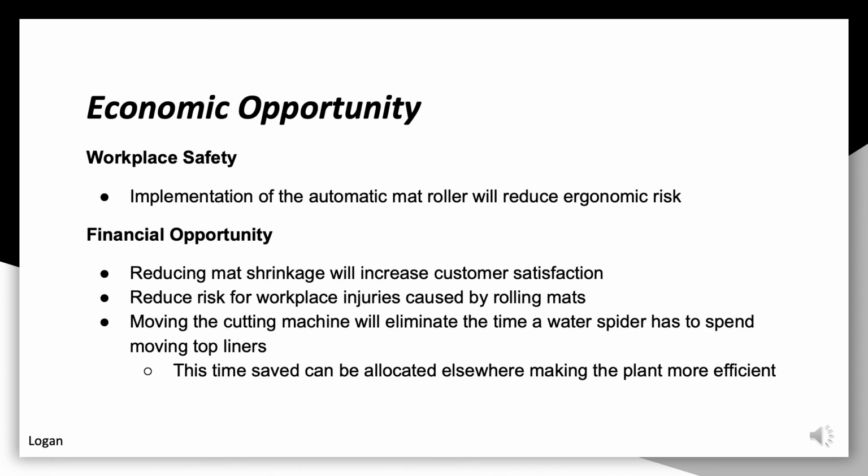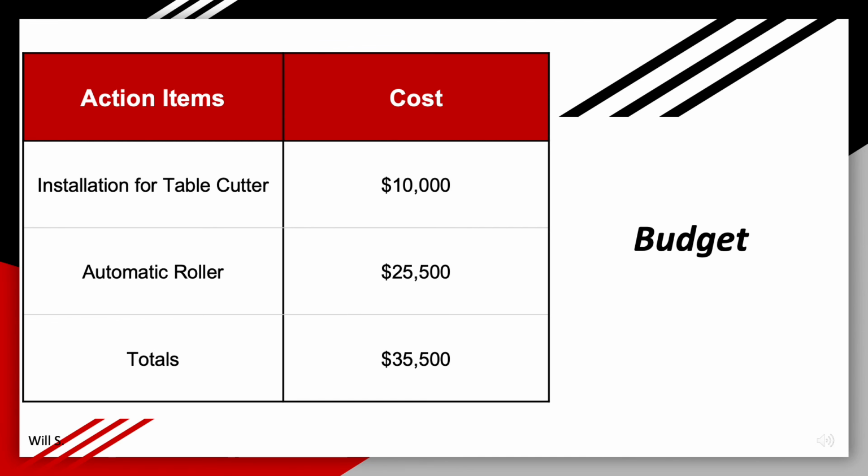By implementing a new machine to roll the mats automatically, this will reduce the RULA score of the process and eliminate all risks involved. Additionally, each objective the team addressed will theoretically result in a positive financial opportunity, as you can see in the listed bulleted points. Shown here are the budgetary values our group has assigned to each aspect.